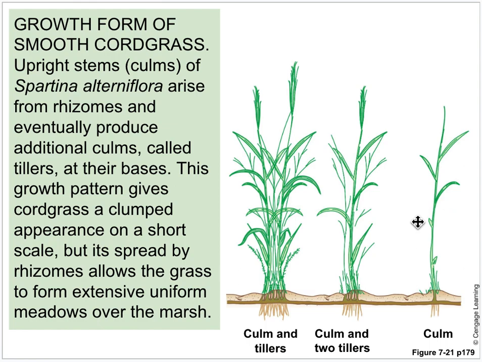So back to the culm and tiller. This is found in other plants as well on land, but it is found in cordgrass. The culm is basically the main shaft of the plant, so here's the culm in this one. And it'll grow these smaller pieces off to the side that are tillers. So this is an example of two culms and lots of tillers that you can separate out the two different parts.